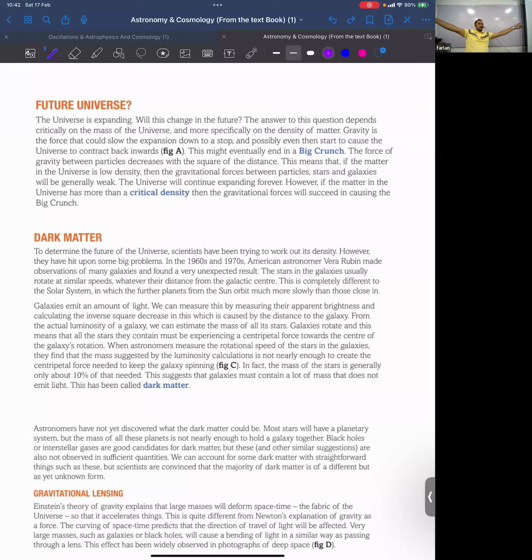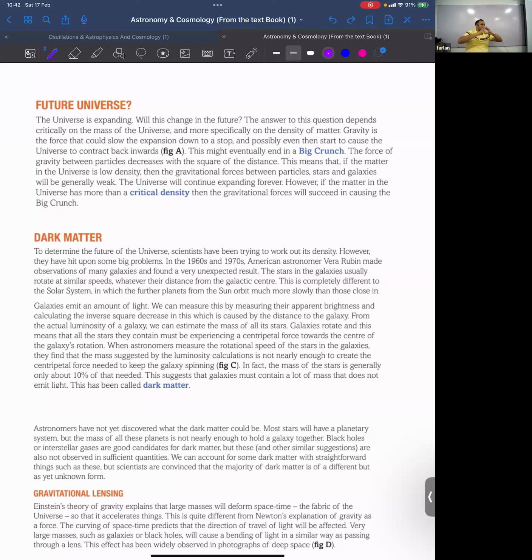But if there is a day in the future that the inward force becomes bigger than the outward force, it can go back. So now the question is, will that happen or not? No one knows yet. It can happen, it cannot happen. It depends on a critical factor known as the mean density of the universe.